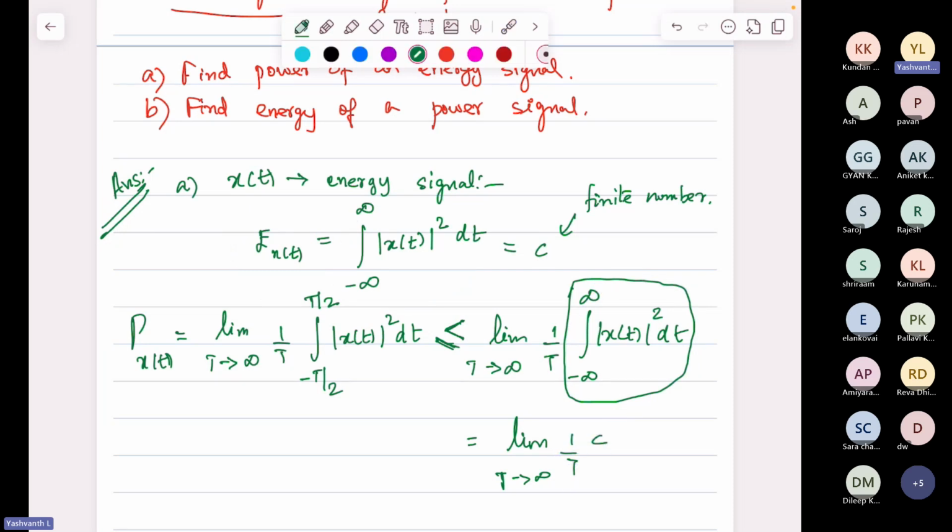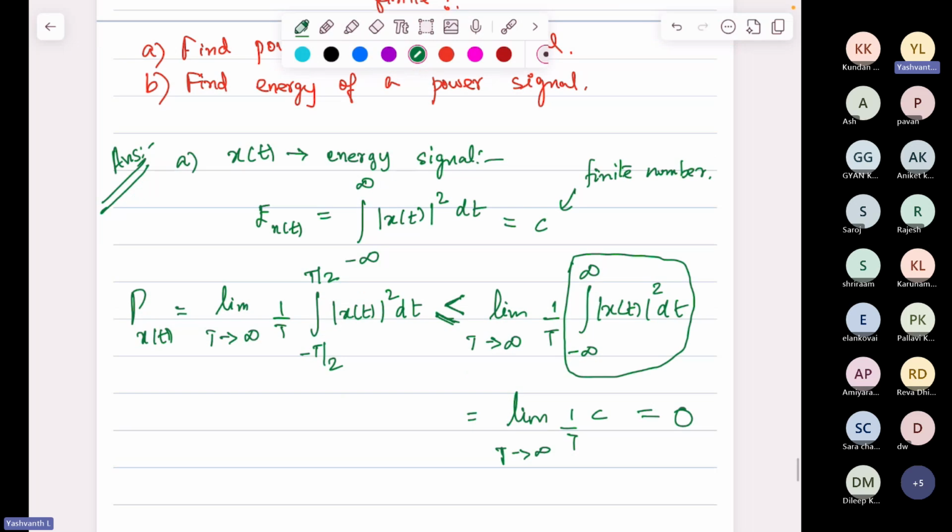Now what is this answer? A finite number divided by capital T, with t tending to infinity. What is this? Yes, it's 0. Right? It's 0 because the limit of t tends to infinity of 1 by t is 0. C is some finite number because it's an energy signal.